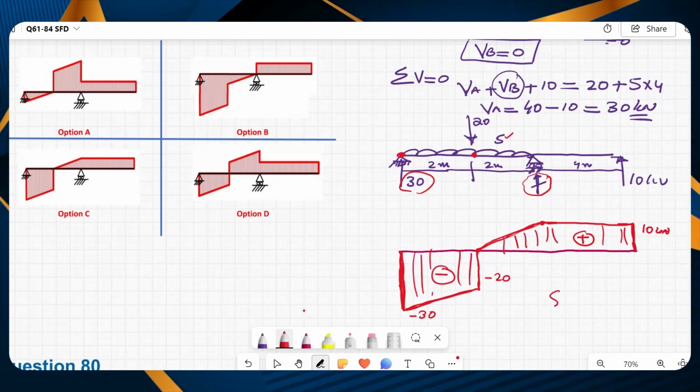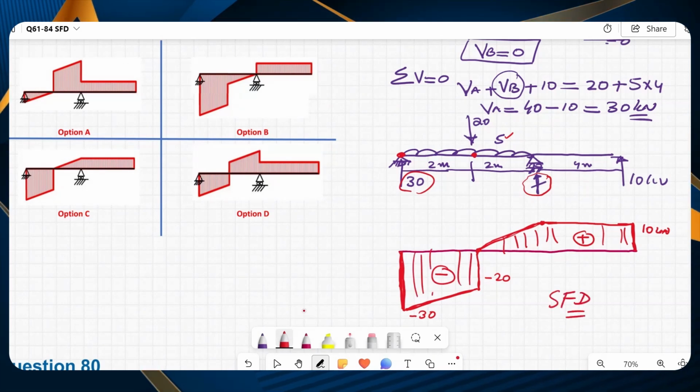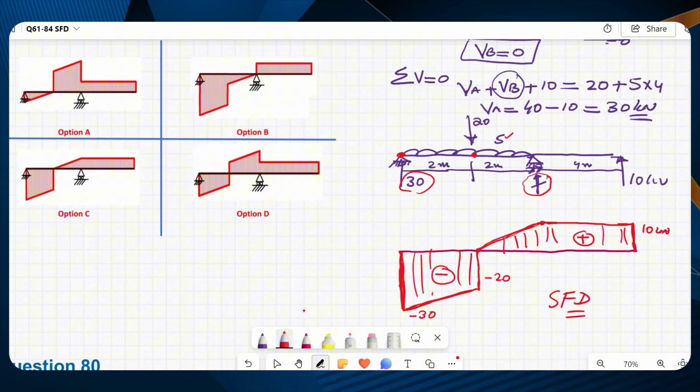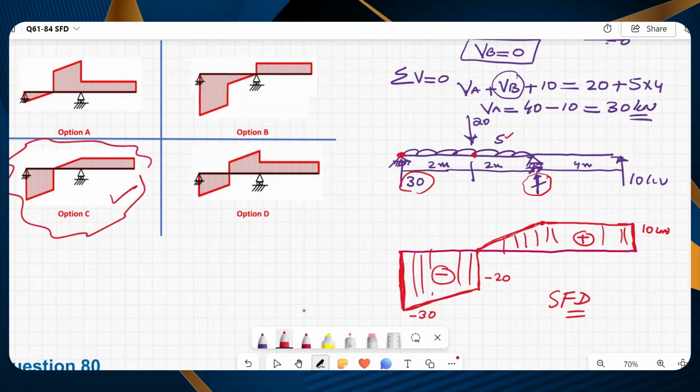This was a little bit of a challenging question. We had a UDL, simply supported, we had a cantilever. The correct option, which looks like this, is option C. So option C is the correct one. Other options are wrong.